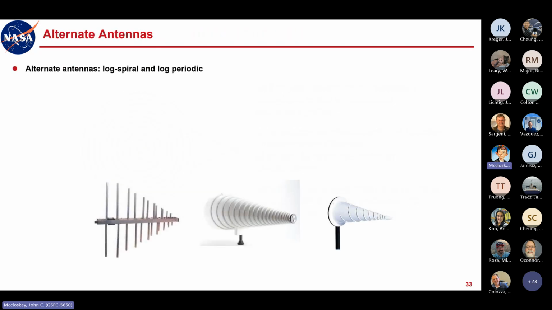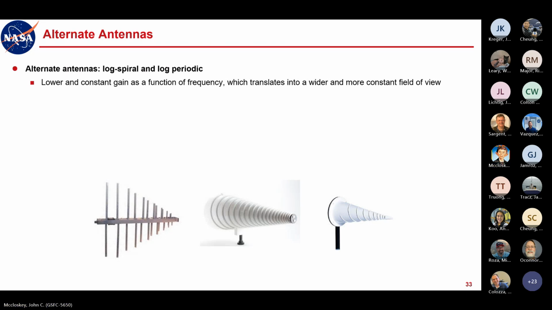So some alternate antennas, log spiral and log periodic. These are a bit controversial, but hey, I always like to bring these up. So these types of antennas, they have a lower and constant gain as a function of frequency, or nearly constant, right? As a function of frequency, which translates into a wider and more constant field of view. Okay, if it's lower gain, it means its beam width is wider. So you can look at more of your test article with one antenna position.